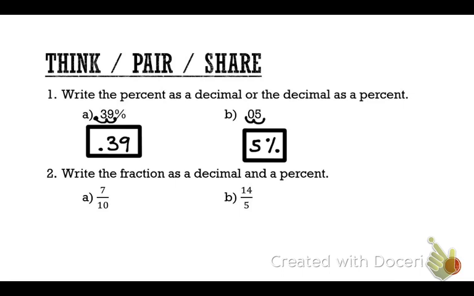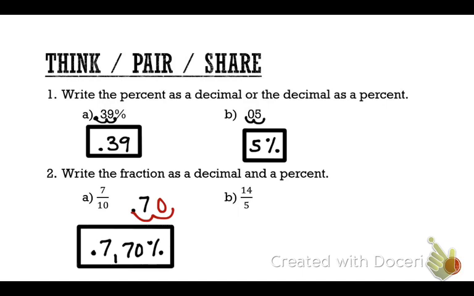All right, 7/10. What would that be as a decimal, guys? 0.7. Okay? Or you could write 0.7, but you don't really need that 0 in front. Now, what do I do to that to make it a percent? Move it to the right twice. What's the answer? 70%. Okay, so 0.7 means the same thing as 70%.